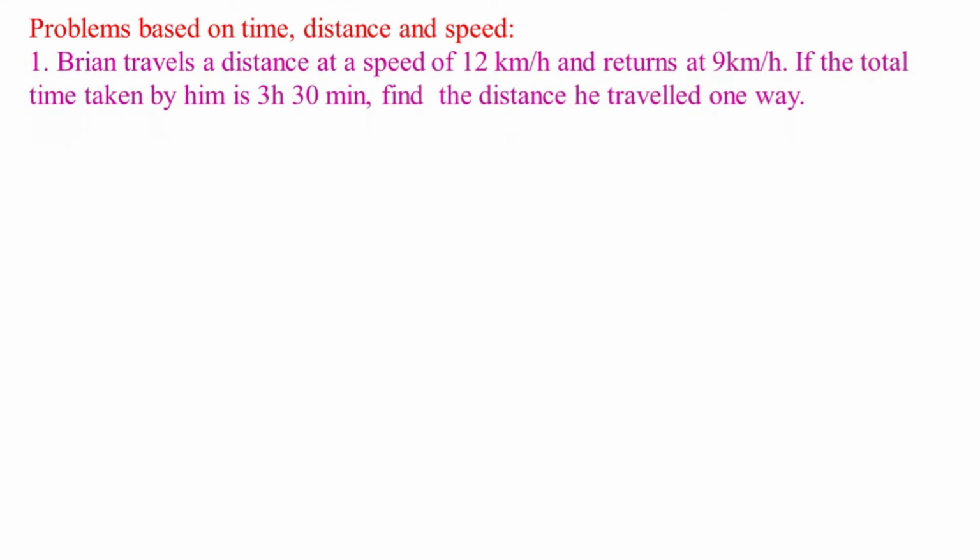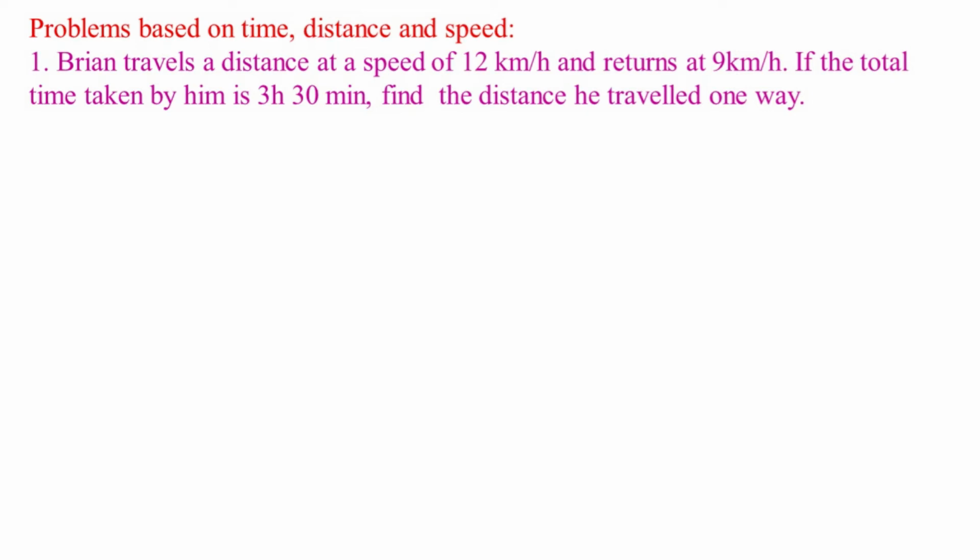Problems based on time, distance and speed. Brian travels a distance at a speed of 12 km per hour and returns at 9 km per hour. If the total time taken by him was 3 hours 30 minutes, find the distance he traveled one way. In the question, they have given that while starting his speed is 12 km per hour and while returning his speed is 9 km per hour. Total time taken is 3 hours 30 minutes and we have to find the distance he covered.